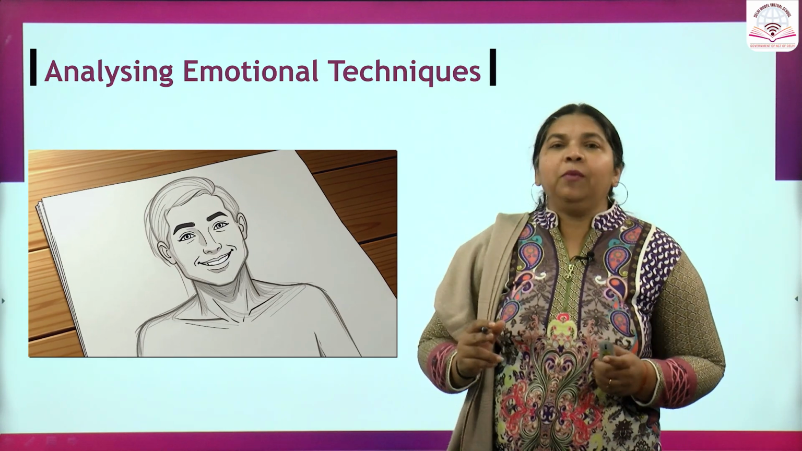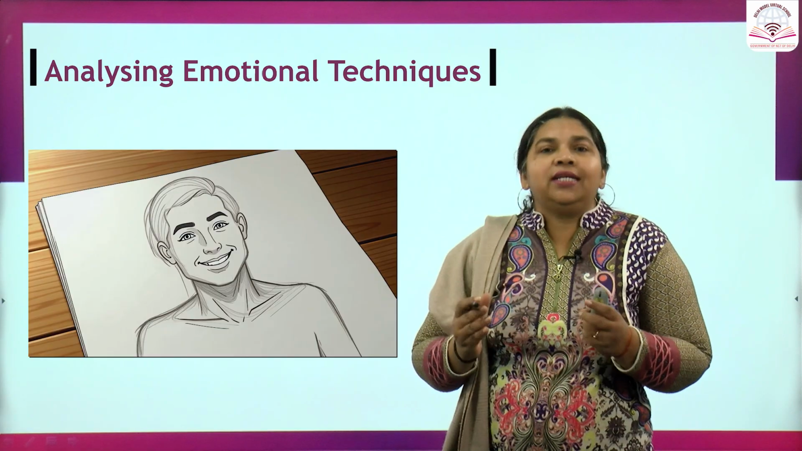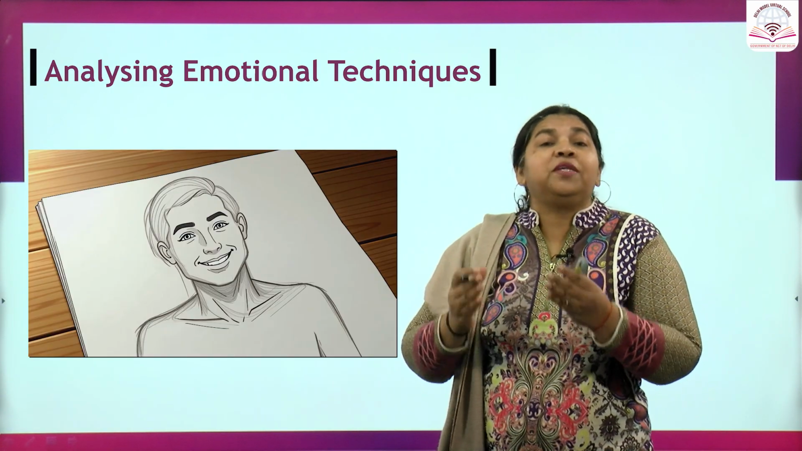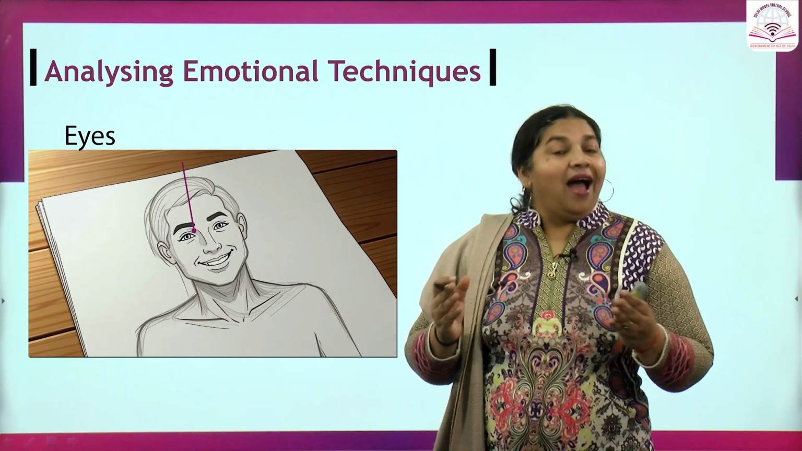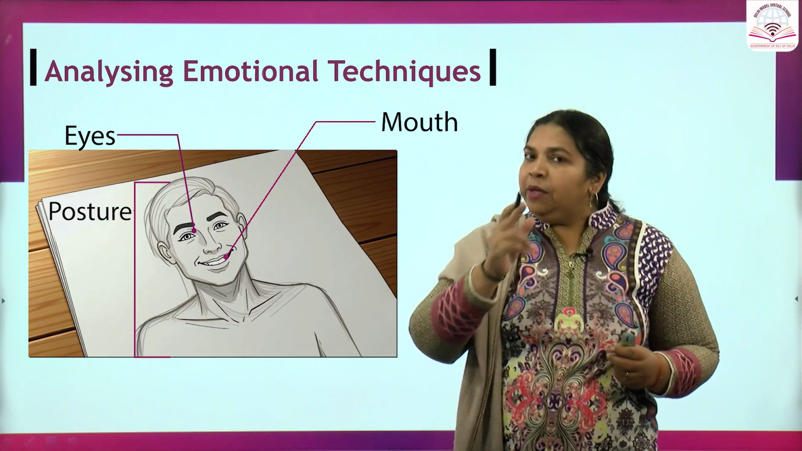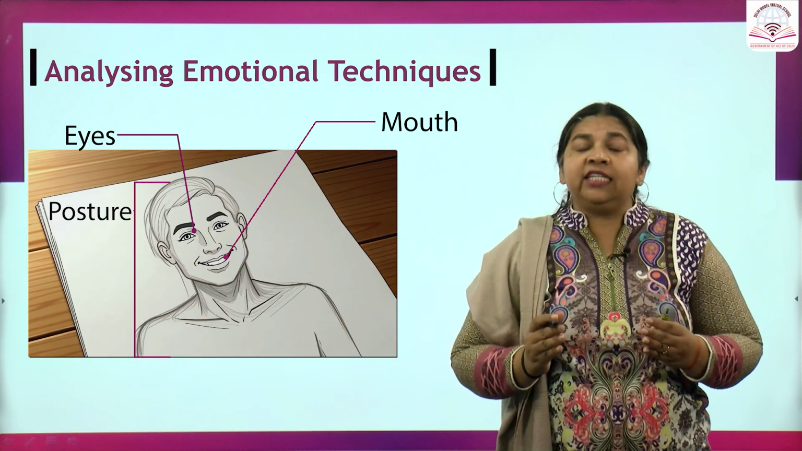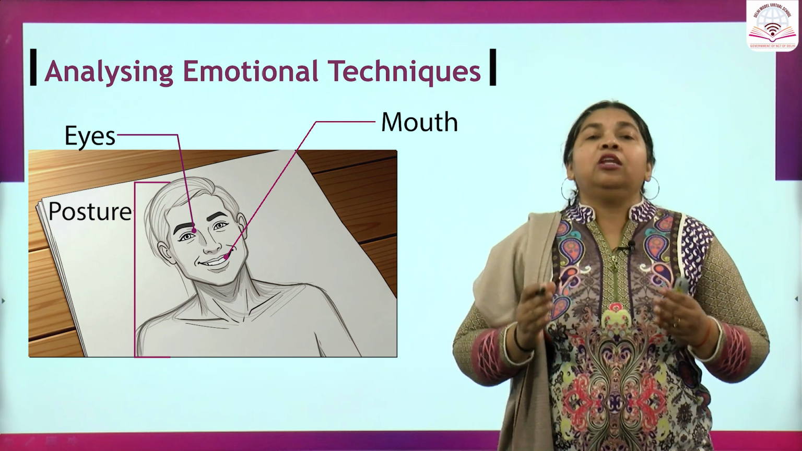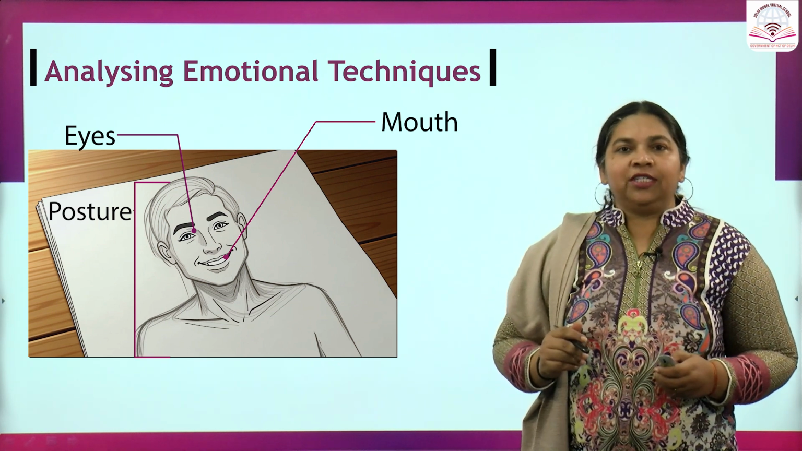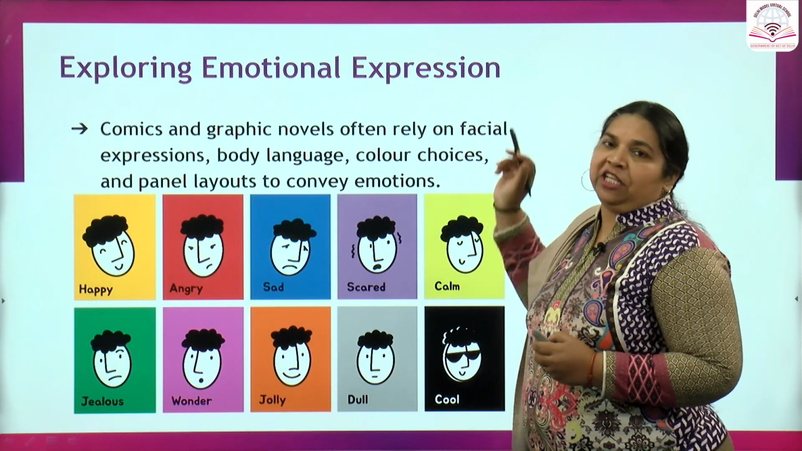Great! Now pick up your sheet and look at your drawing. Now try to understand what specific elements you used to express these emotions. Eyes, mouth, and posture. Keep this in mind when we explore how professional artists use them in comics or graphic novels. Now let's proceed further. Let's see how we explore emotional expressions.